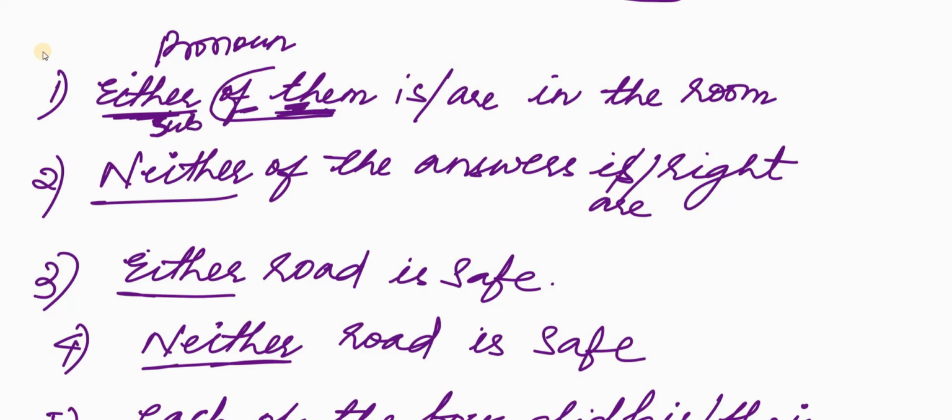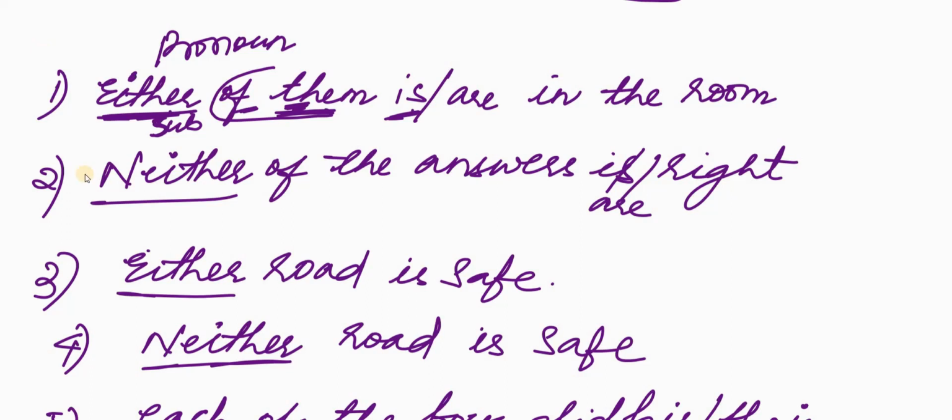Either, since it is singular in nature, grammatically we have to use is, a singular verb with a singular pronoun. Either of them is in the room is more suitable or more correct grammatically. But in informal English, people use either of them are in the room. Well, communication wise, both are correct. But grammatically, if we go as per the rule, either is not referring to a group, it is talking about one of the two people, always considered as singular.